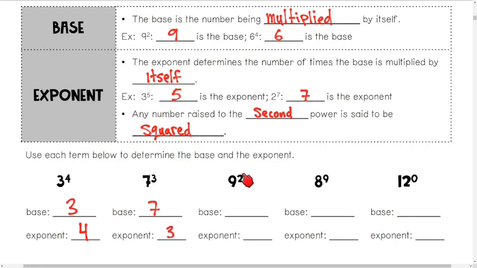And then we have 9 to the 2nd power, or 9 squared. The base is 9, the exponent is 2. And then we have 8 to the 9th power, and that would be a base of 8, an exponent of 9. And then we have 12 to the 0 power, which the base would be here 12, and the exponent would be 0.